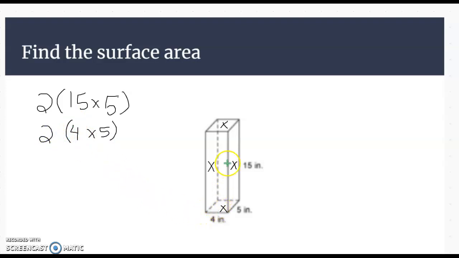And then lastly, we have the front and the back, and I'm going to designate those with little circles here just to notice they're the front and the back, and those dimensions are 4 times 15. Notice that the combination of the dimensions utilize all 3 measurements. They're just different combinations. We've got 15 and 5, 4 and 5, and then finally 4 and 15.